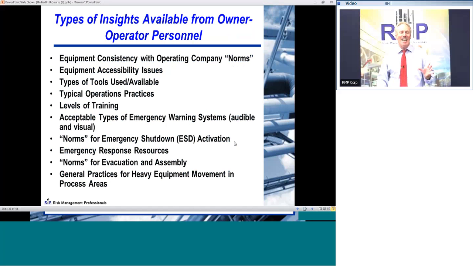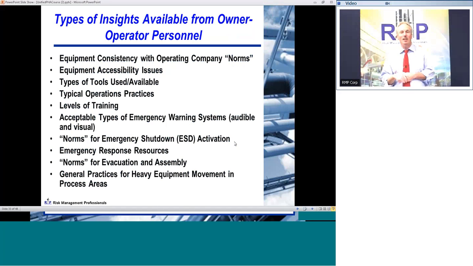The kind of insights that are available from owner-operator personnel are basically, is the equipment that's being designed consistent with operating company norms? If this is something totally different from what they're trained on, that may be a safety problem. It may not be necessary. The designer can go, you know what, I can just use something they're comfortable with, and it's about the same cost. I can get the design done, the owner-operator's happy with it, and it meets all our design and safety criteria.